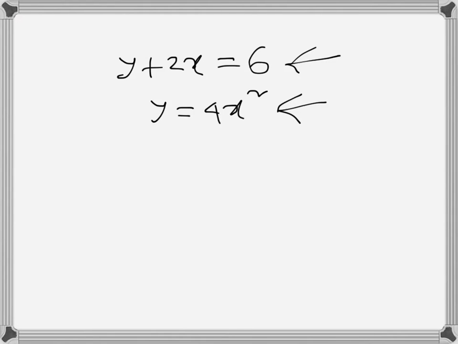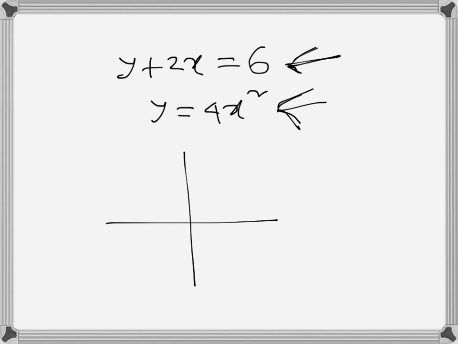The problem states that the area enclosed by the straight line y plus twice x is equal to 6 and the parabola y is equal to 4x square is revolved around the x-axis, and we need to find that volume. We can use any method. So I will first try drawing the curves here.